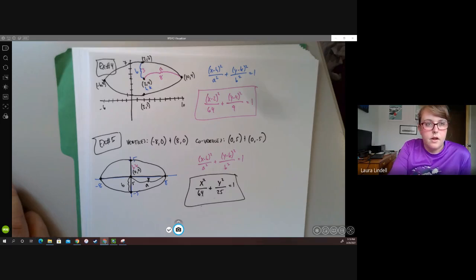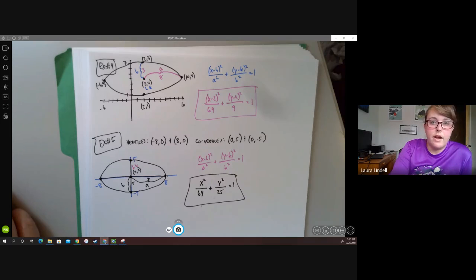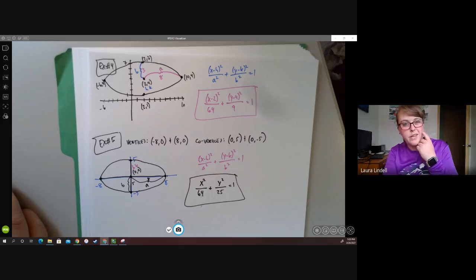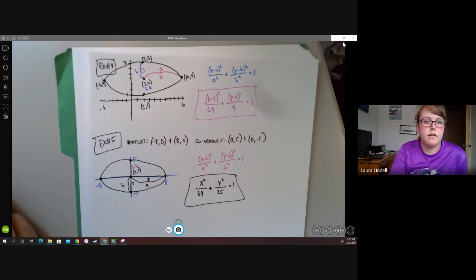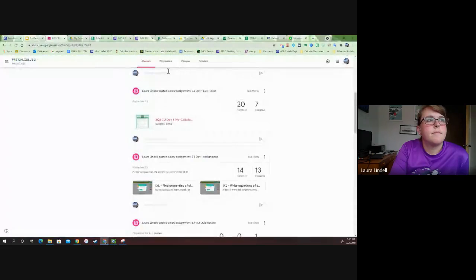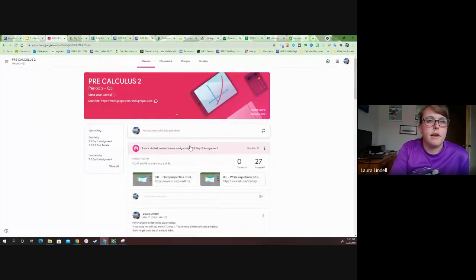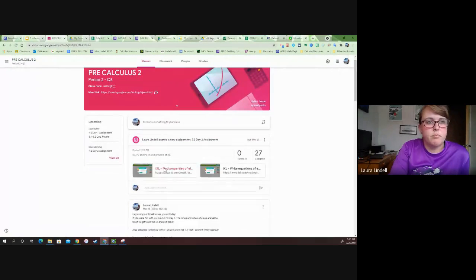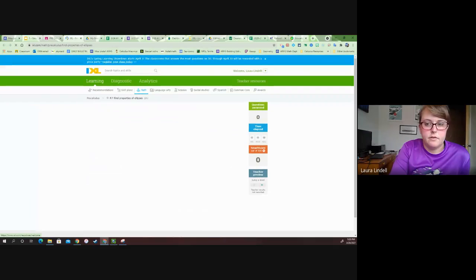Okay. Today's homework assignment is another IXL thing. So let's go ahead and take a look at it together real quick. So I'm going to post it. We have IXL P7 and P9 today. Might have to refresh the page. The first one is properties of ellipses.